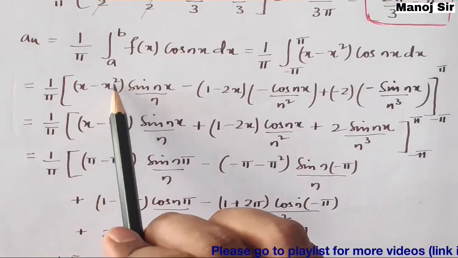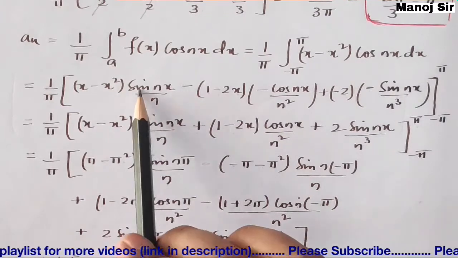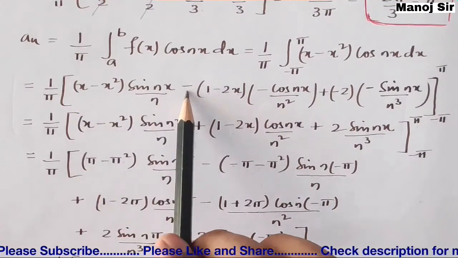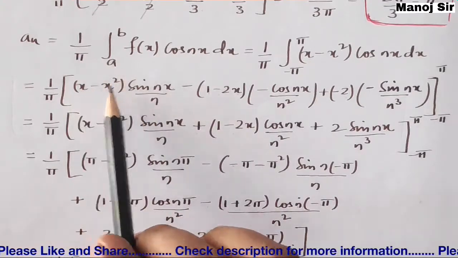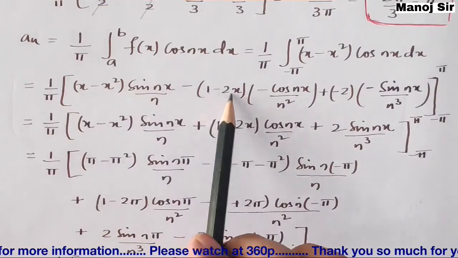First function, that is x minus x square, into integration of second function, that is integration of cos nx, will become sin nx upon n. First term is positive, second term will be negative. Now differentiation of this part, that is 1 minus 2x. Differentiation of this part will become 1 minus 2x.